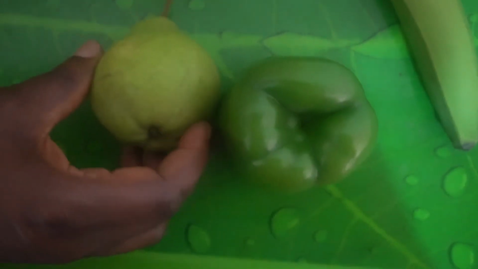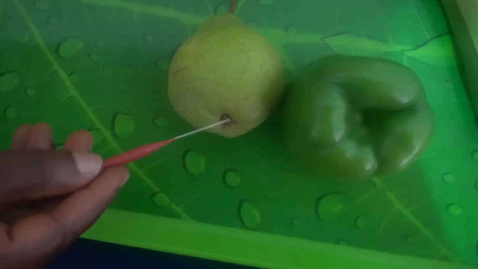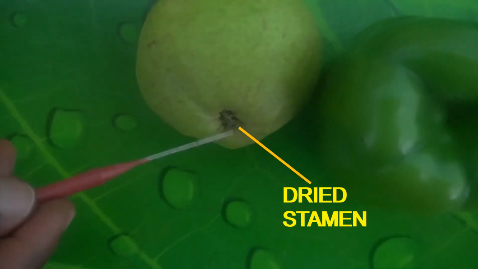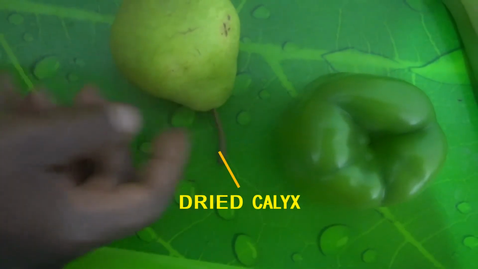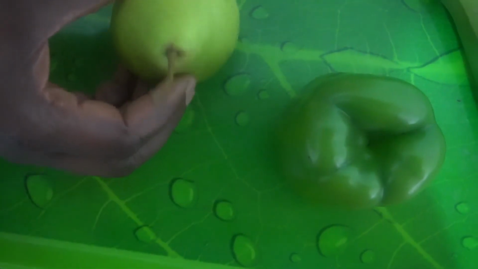The same thing here. Look at this pear. It has dried up stamen, all dried up. And if you look at here, the calyx is actually dried up and gone.